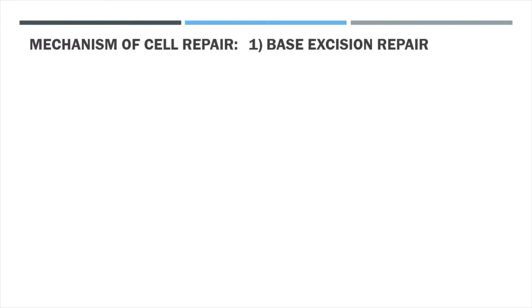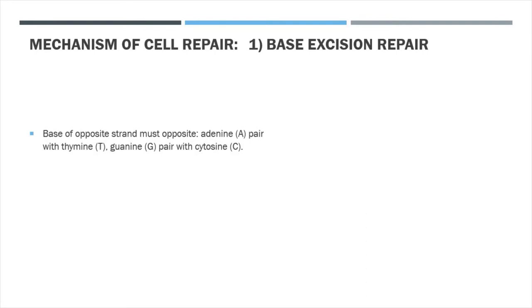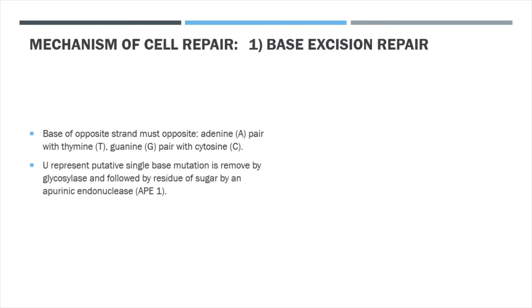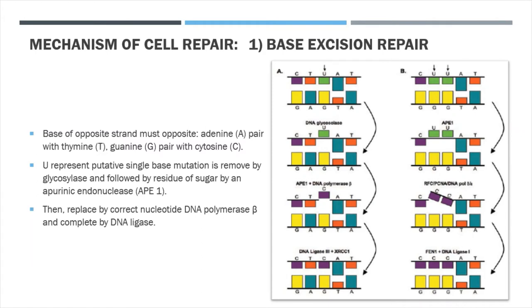So there are many mechanisms of cell repair. The first one is base excision repair. In base excision repair, the bases must pair correctly: adenine with thymine and guanine with cytosine. The U represents a single base mutation that will be removed by glycosylase, followed by removal of the residue of the sugar in the DNA strand itself by apurinic endonuclease, APE, which is a protein. Then it will be replaced by the correct nucleotide by DNA polymerase and completed by DNA ligase, like in the picture on your right.